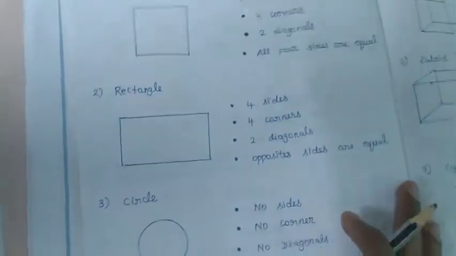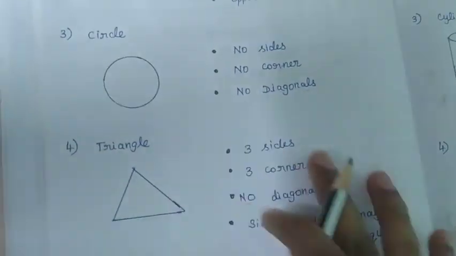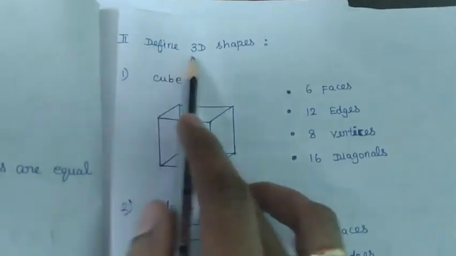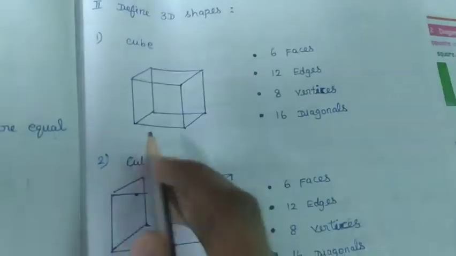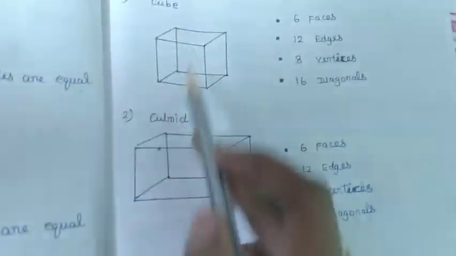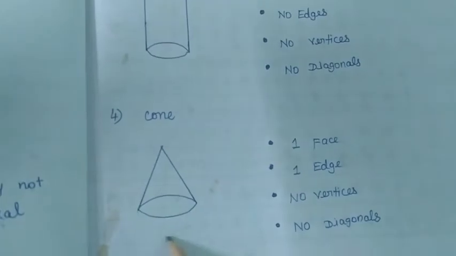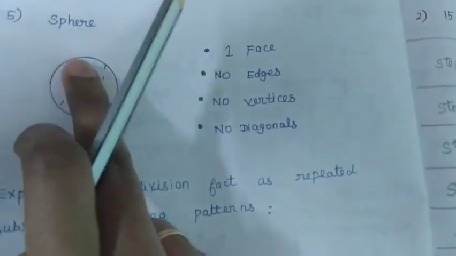First, go through these 4 shapes. You already learned them in a previous class. I just recall these 4 shapes. Next we are going to revise the 3D shapes. Draw and define 3D shapes. What are the 3D shapes? Cube, cuboid, cylinder, cone and sphere.